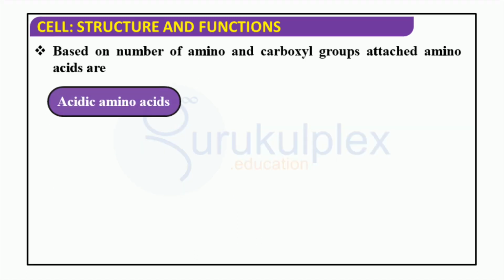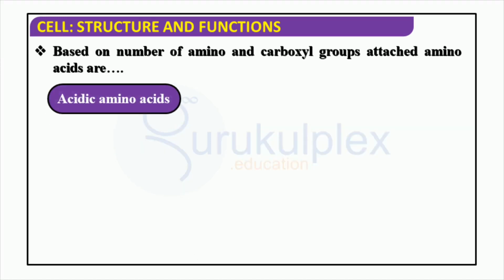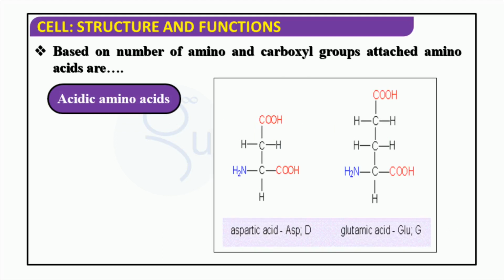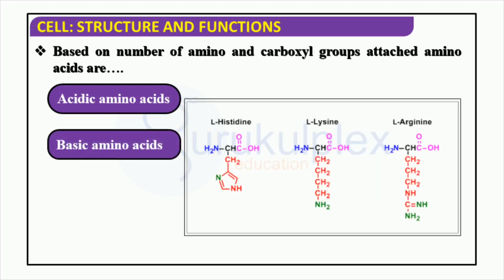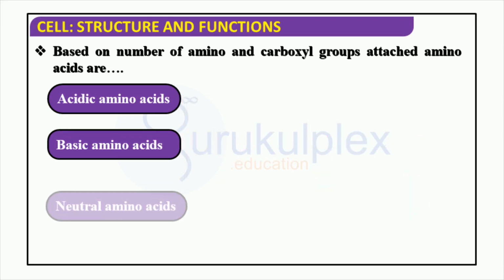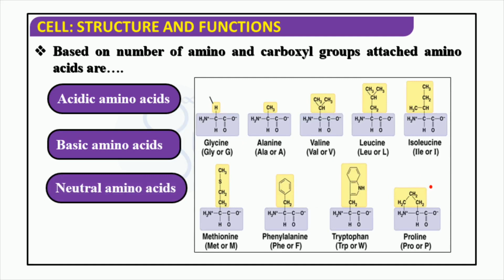Amino acids can be classified into acidic, neutral, and basic depending on the number of amino and carboxyl groups attached. Acids include aspartic acid, ASP, and glutamic acid, GLU. Neutral amino acids include alanine, ALA, and glycine, GLY. Basic amino acids include arginine, ARG, and histidine, HIS.